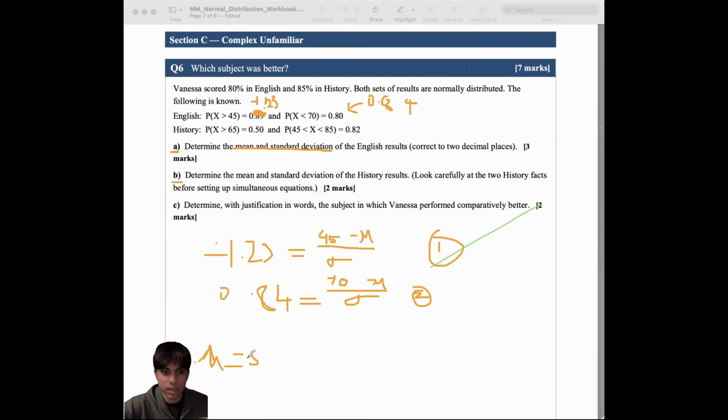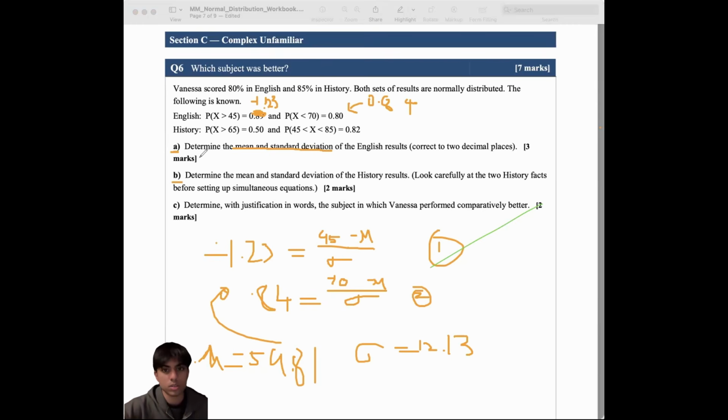That means the mean is 59.81, and then when you sub this back into either one of these equations, you'll get a standard deviation of 12.13. And that is going to be your answer to part A. And you can do this exact same thing for part B. And then part C is just a justified type question, so it shouldn't be too hard.